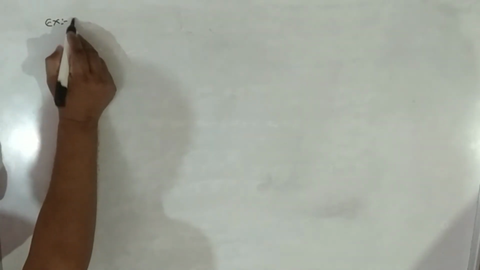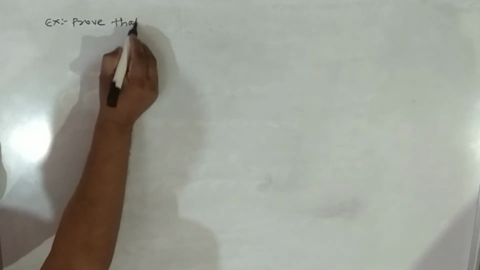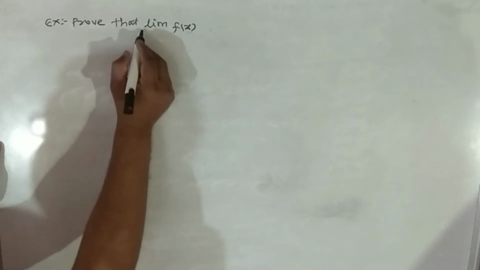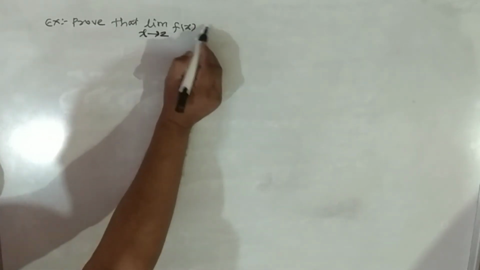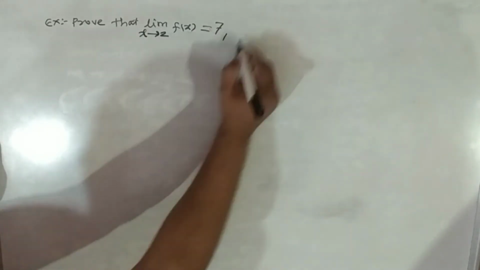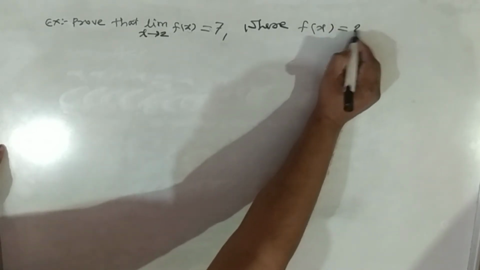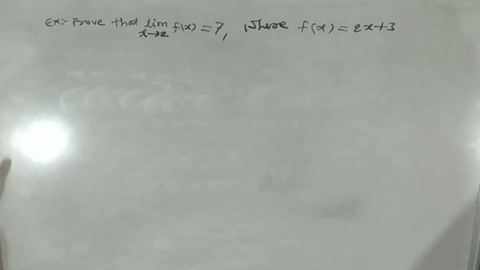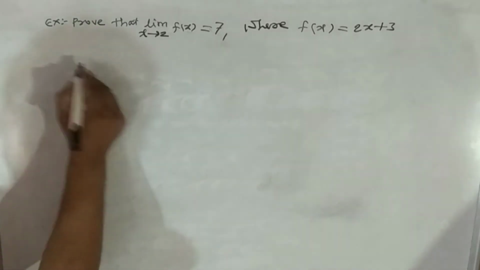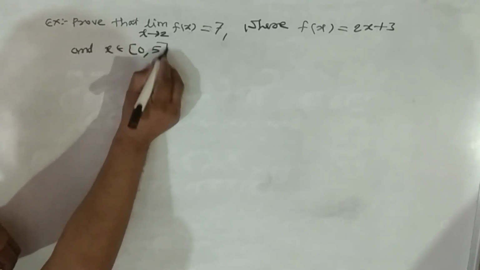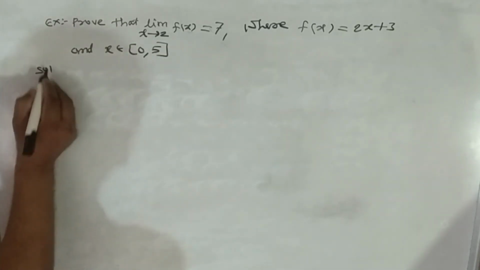Now see the example. Prove that the limit of a function f of x as x tends to 2 is equal to 7, where f of x is equal to 2x plus 3 and x belongs to the interval 0 to 5. Now see the solution of this problem.